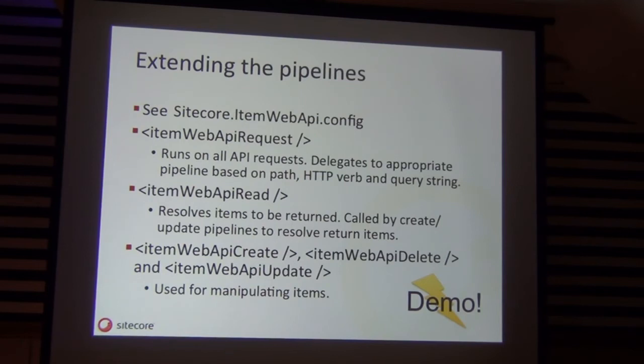So firstly, there's the general API request, which is the one that sort of delegates to all the specific pipelines, such as API read, API create, API delete, API update, and a few other ones for getting fields and stuff if we really need to dig deep and change the way it behaves. And surprise, surprise, I've created a little demo of something I thought could perhaps be fun to put into the pipelines.